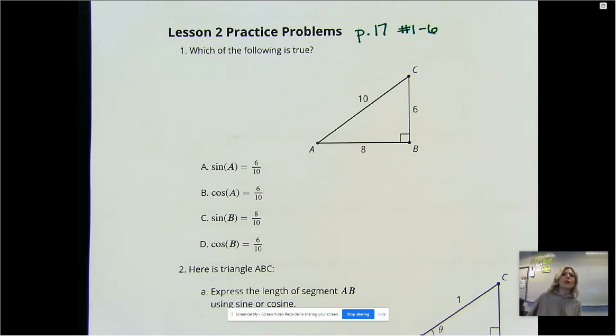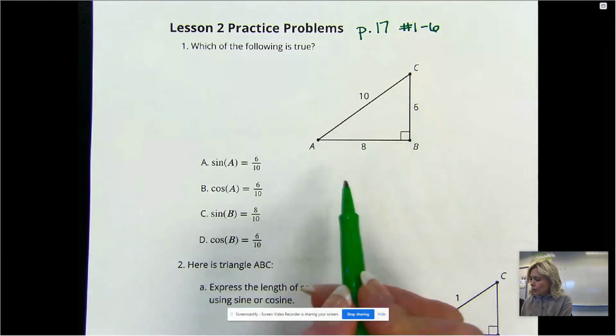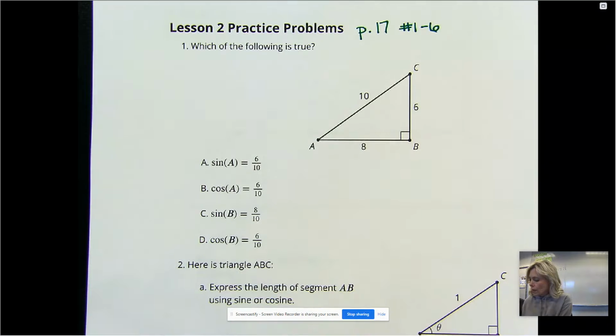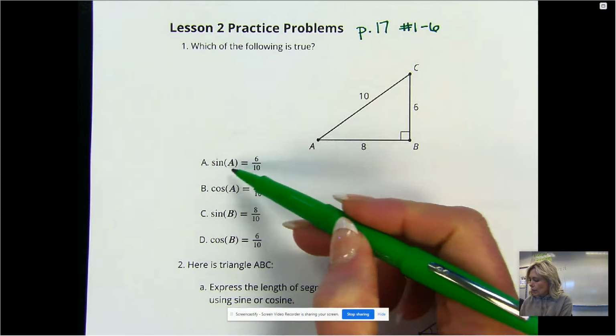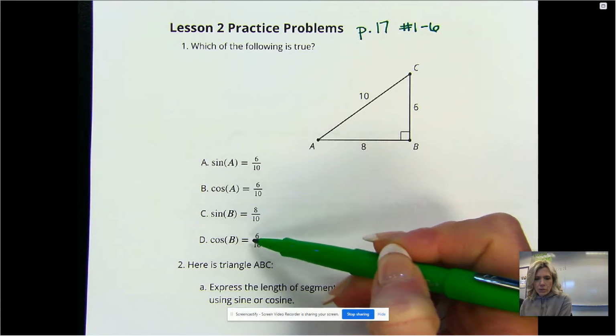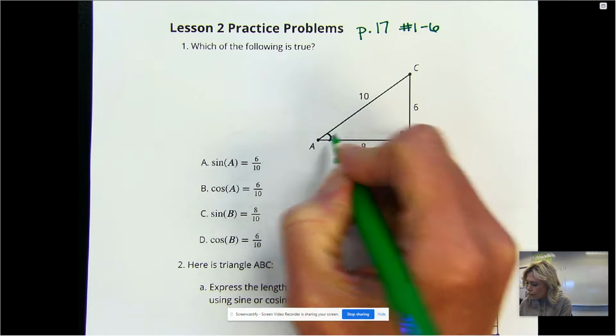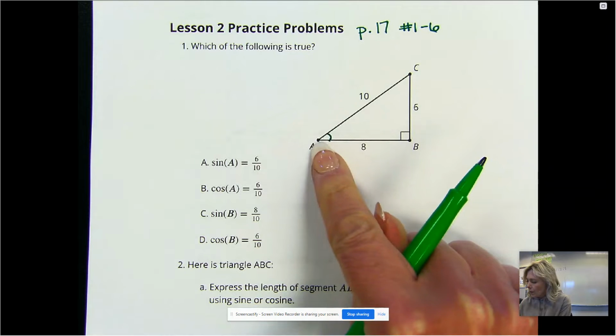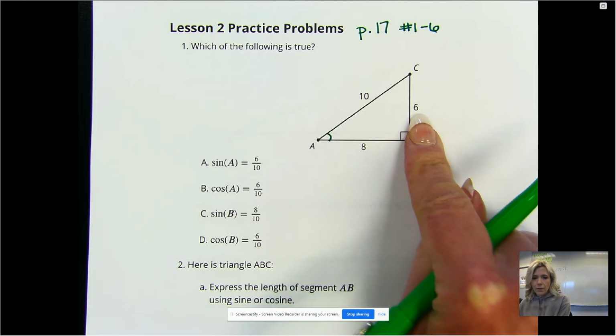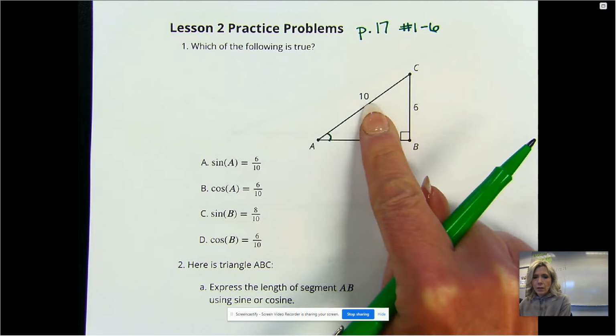So we did a whole bunch of trig ratios in class today. So let's look at number 1. We have our triangle here. We know all of the sides. And so we're looking at which of these are true statements. So the sine of angle A, well, here's angle A. And opposite angle A is the side that's marked 6. And the hypotenuse is 10.